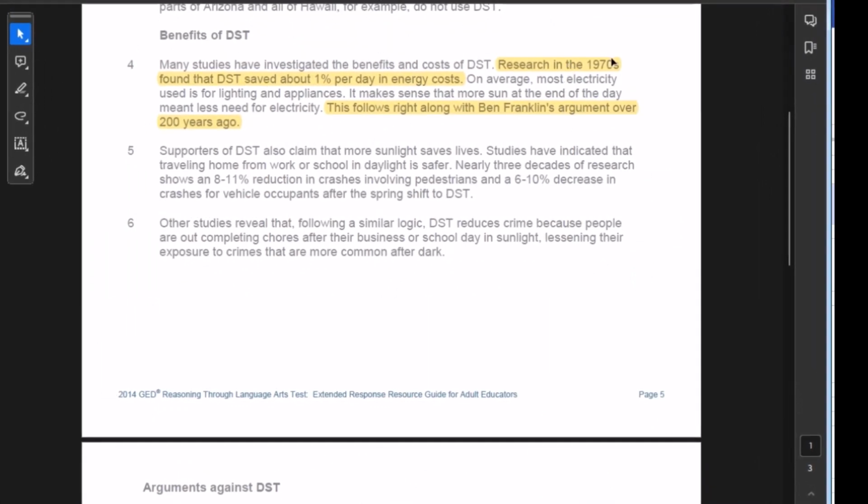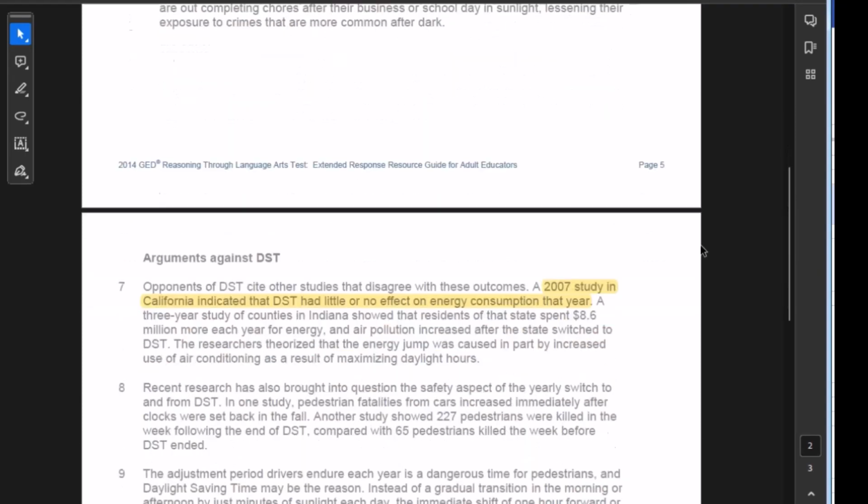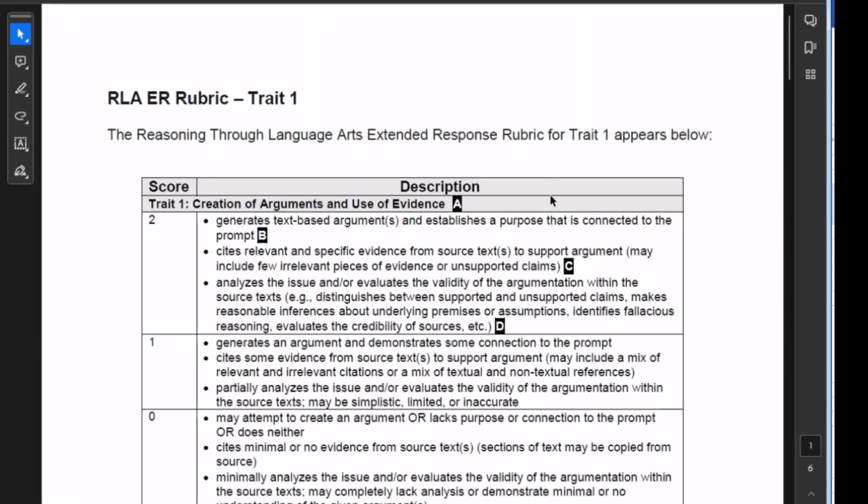A lot has changed since the 1970s, especially when it comes to appliances and how much energy we use in our homes. So as you're reading, make sure you're paying attention to evidence because, like we see when it comes to the rubric, that's one of the first things that you are being graded on.